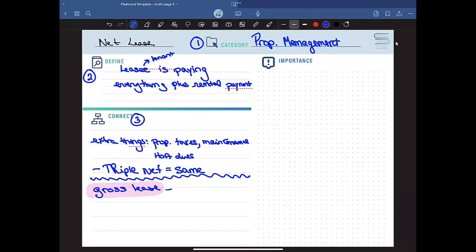Do you know what a gross lease is? A gross lease is whatever it's an income to the property added on to the rental. So whatever the income is, or sorry, no, that's incorrect. I think you're thinking of a percentage lease, which we'll do in a second too. The gross lease is the opposite. If in a net lease the tenant is paying, in a gross lease the landlord pays everything.